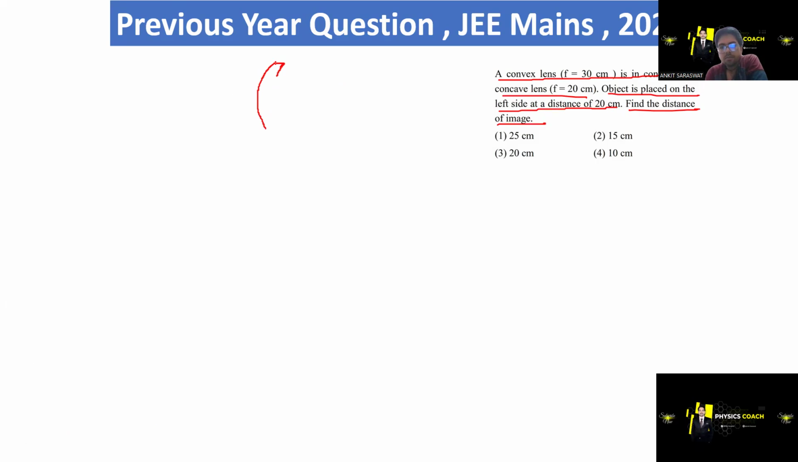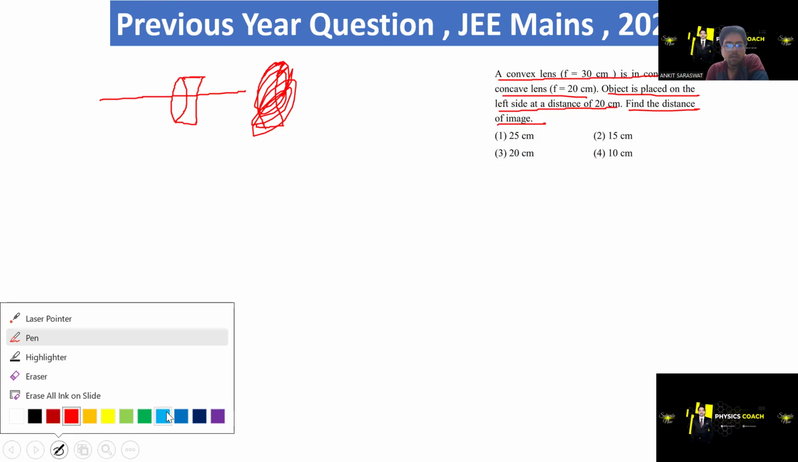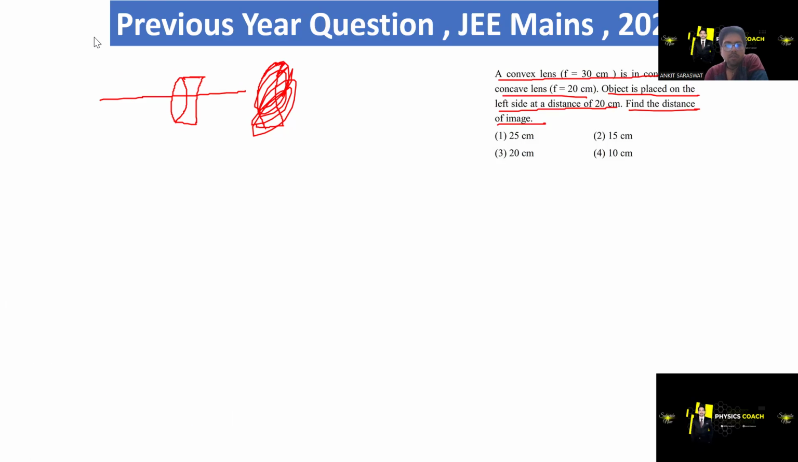like this. Okay. I will draw again. Concave lens is this. This is convex lens. This principal axis. Optical center will be there. So first of all, you will find the equivalent focal length of this system. So convex lens 1 upon 30, concave lens will be minus 20.